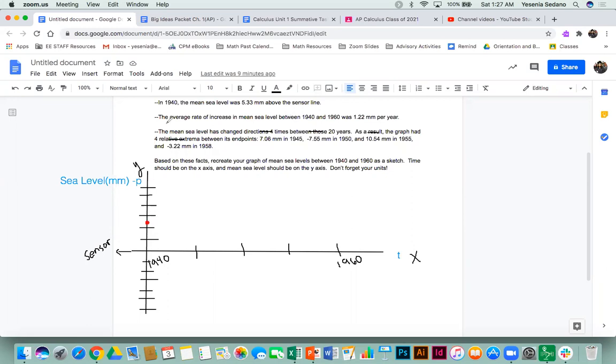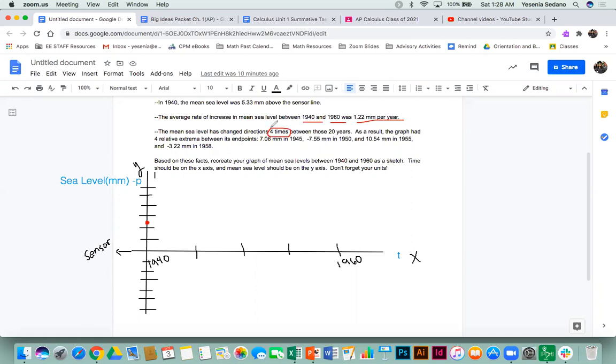Okay. The average rate of increase. Now, the average rate between these two points is 1.22 millimeters per year. I'm going to come back to that, because in order to find the average rate between these two points, I have to first get here. So I want to first figure out what's happening in between. I'm going to come back to that second bullet about the average rate, because that basically involves my last point only. So let's move on to what other information we can get. The mean sea level changes direction 4 times.